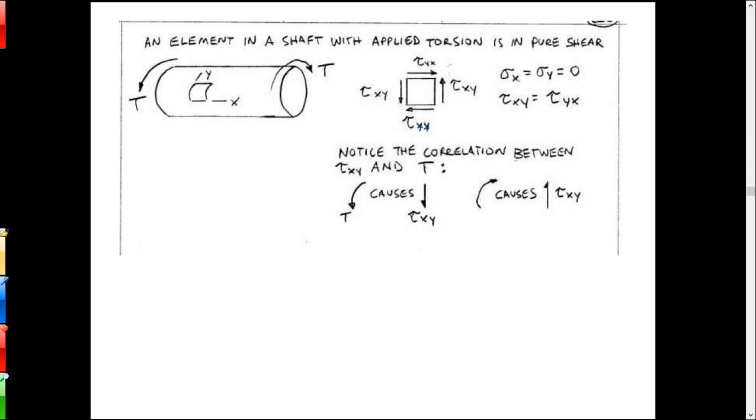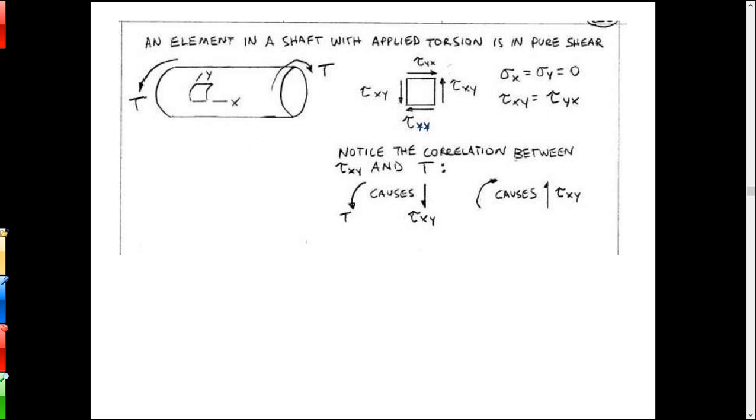I mentioned earlier that torsion is very much a function of shear. Shear and torsion go together. I was looking at an element inside the cross-section of a shaft earlier when I did that little derivation for you. But now let's look at an element on the side of a shaft, okay?